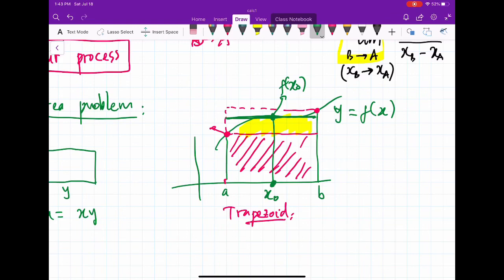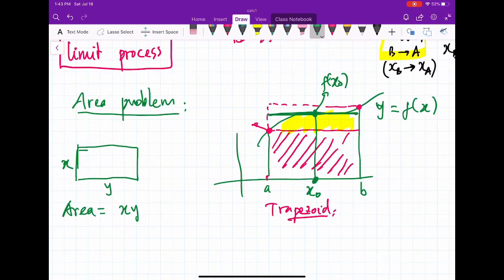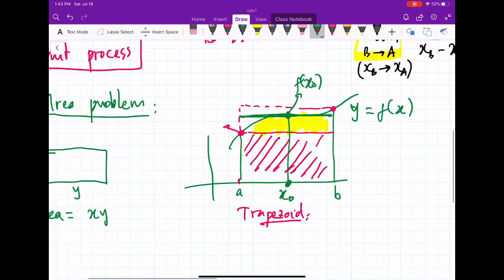But again, that approach is about precalculus, because we know how to use those figures, rectangles and trapezoids, to approximate. But they ask us to find the exact area of our region. So using this approach, we cannot find the exact area of our region. We need to do some limit process.